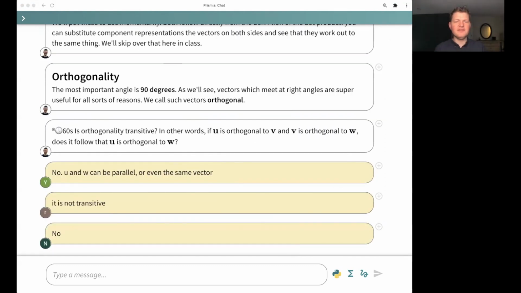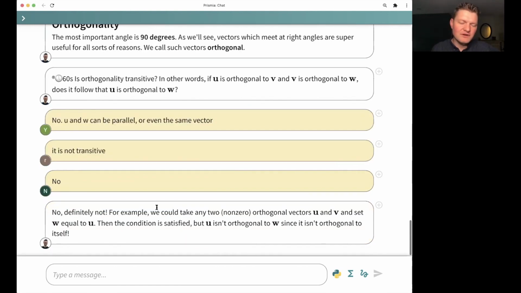Okay, so just one thing I see showing up in the answers here that I want to address. Well, first, just the answer, and then I'll elaborate. So the answer is no. For example, you could take any two orthogonal vectors and set the third vector equal to the first one. So let's just say W is equal to U. Then the condition is satisfied because both orthogonality statements are in fact the same statement. But U is not orthogonal to W because it's actually the same vector.